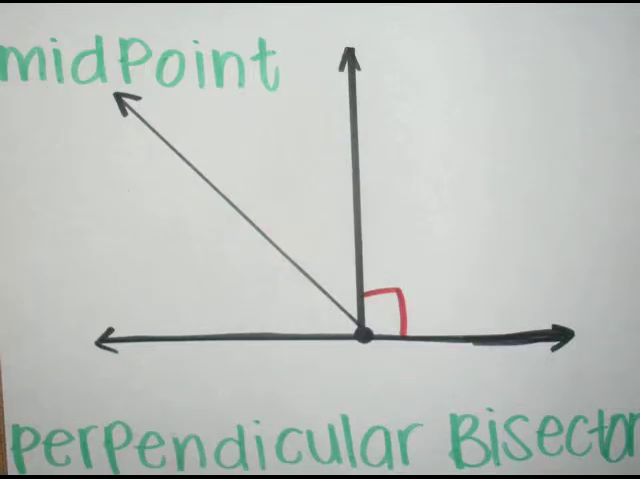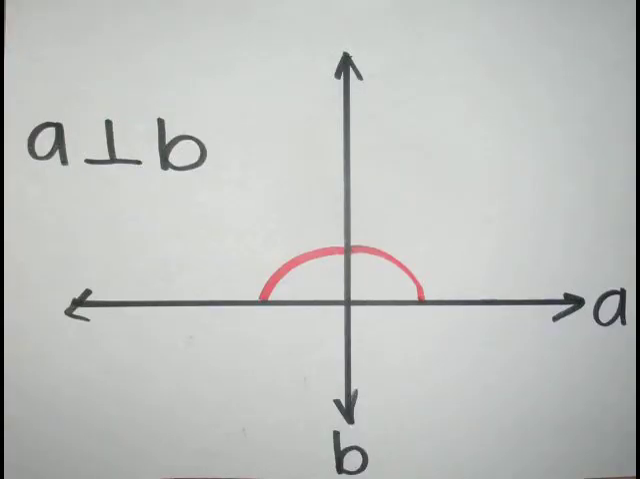The perpendicular bisector of a segment is a line perpendicular to the segment at the segment's midpoint. The perpendicular transversal theorem: in a plane, if a transversal is perpendicular to one of two parallel lines, then it is perpendicular to the other line.